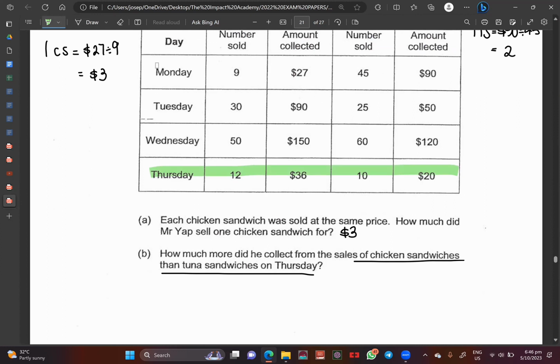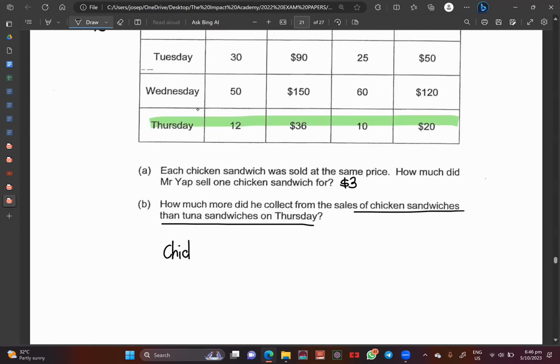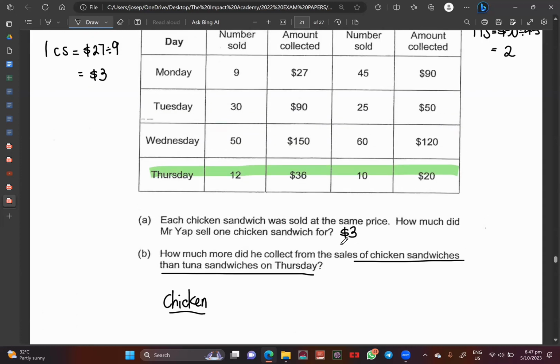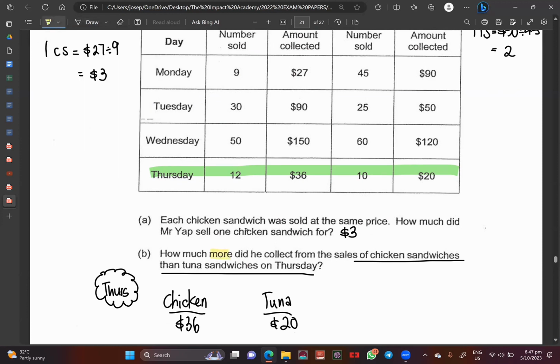All of you cast your eyes on Thursday, and do it part by part. Let's talk about chicken first. How much do you think he collected from selling chicken sandwiches? $36, correct or not? This is only for Thursday. Is that okay? Now, for tuna sandwiches, how much did he collect? $20. You all agree so far? So what is the keyword over here? As a student, when you see the word more, you need to know to minus. Agree so far?